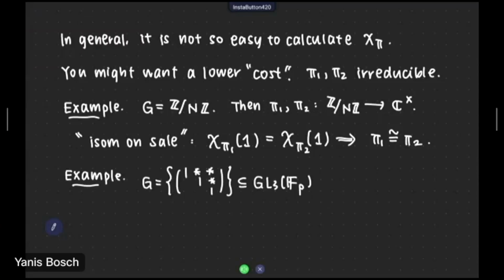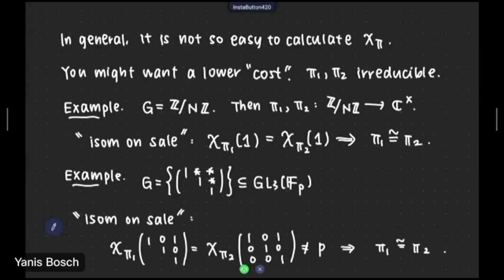And this group has very beautiful representation theory. And an isomorphism on sale results for this group looks like the following. And this is not so hard to prove. You can ask me later if you want to know. So this says that, of course, a priori, you need to know the entire character. However, for the isomorphism on sale, I only need to know the value at this one matrix.